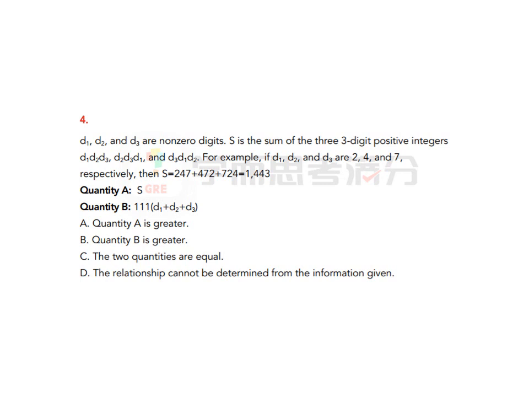So take the example given in the question. So D1 is 2 and D2 is 4 and D3 is 7. So 2 plus 4 plus 7 equal to 13 and multiplied by 111 and we get 1443. So the answer will be option C.